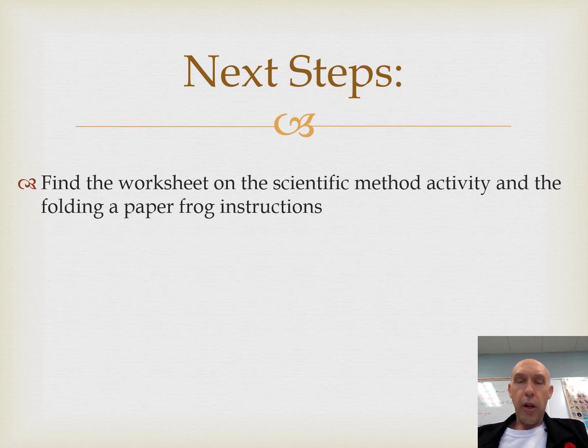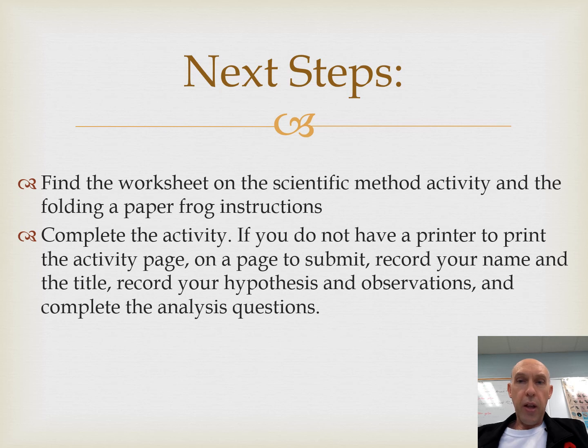Attached with this, or connected with this, should be two worksheets. One is a scientific method activity worksheet, which is a normal handout with a series of instructions and some questions and a place to record some data. And you're going to have a separate instruction page on how to fold a paper frog. You're going to complete the activity. If you don't happen to have a printer at your disposal, that's okay. You can look at both of those documents using your phone or your computer.